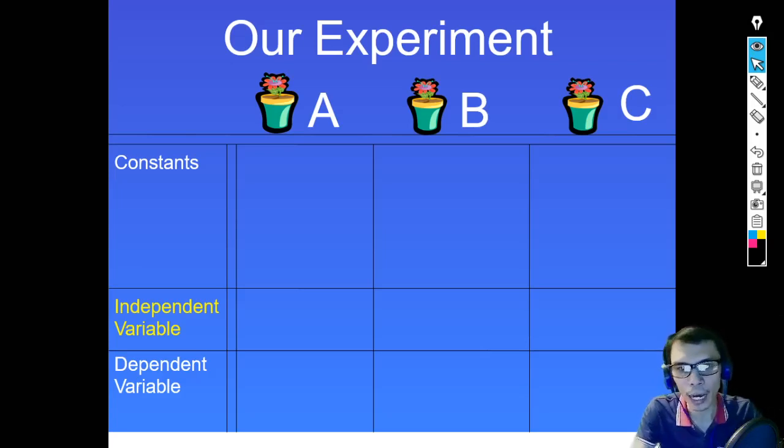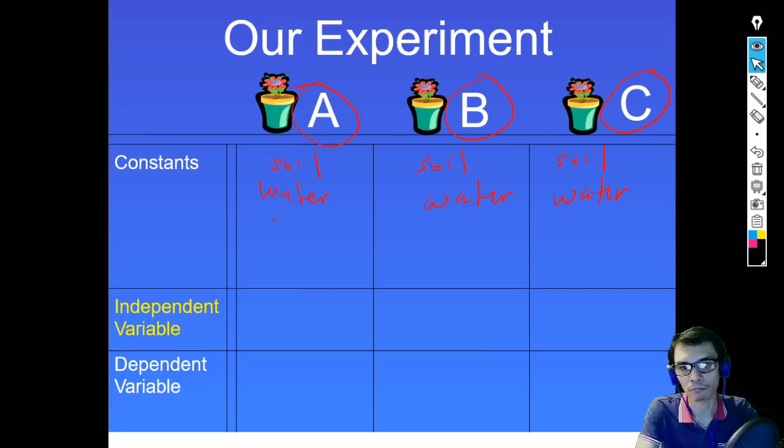Now let's analyze that experiment. What will be our constants? Number one is soil. What makes soil a constant? If you plant these plants in a particular type of soil, the soil in plant A must be similar to the soil in plant B and plant C. If plant B or plant C has a different type of soil, it will affect your result. Number two is water. A certain amount of water is needed for your plant to grow, and they must have the same amount of water so that you will achieve the results that you wanted.